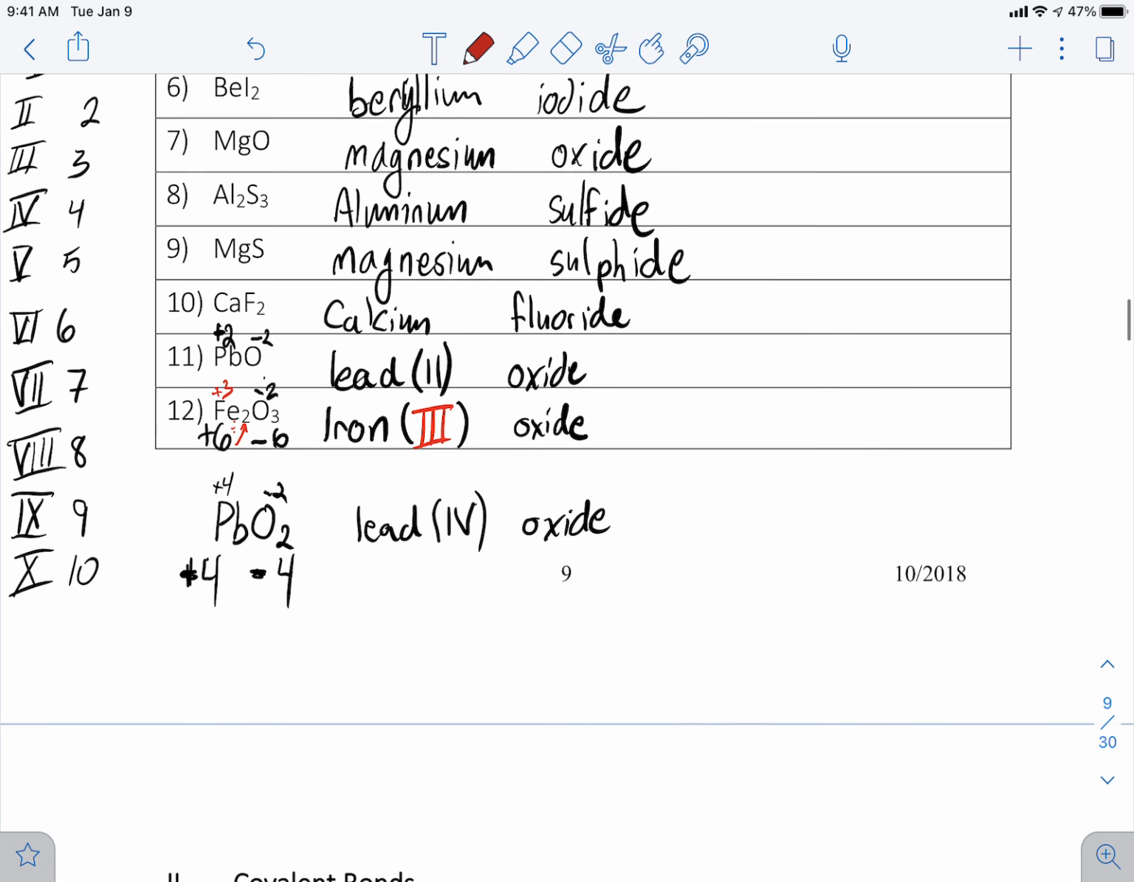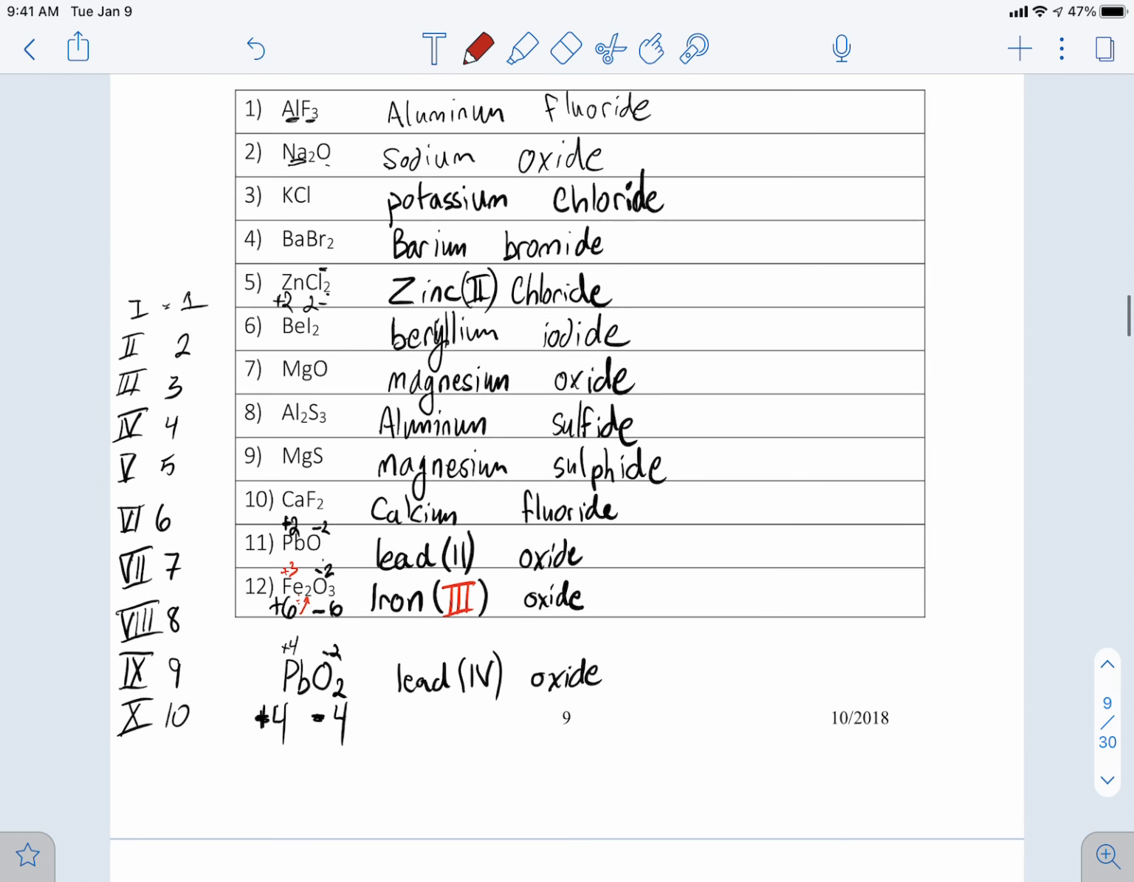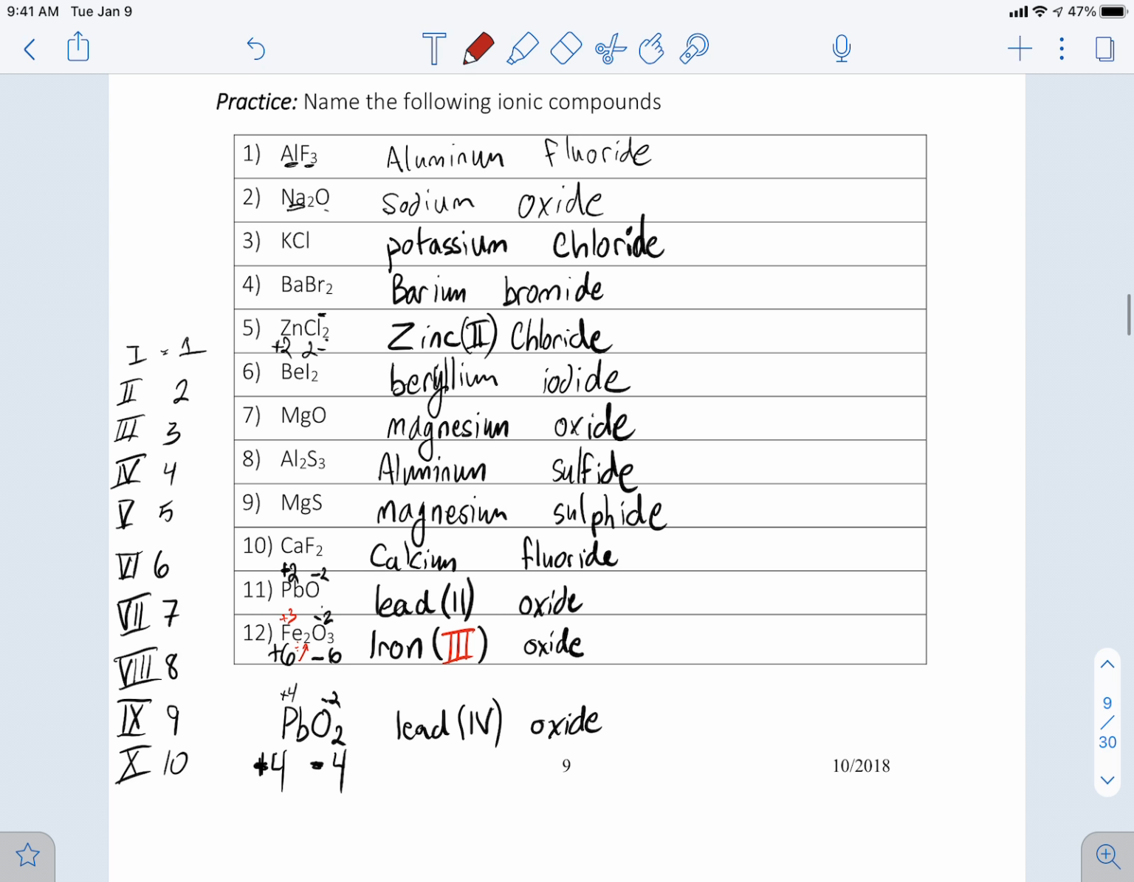All right, and that's it. You now know how to name ionic compounds. There's a lot of ionic compounds to practice with, and we're going to provide you with some examples to work through and an assignment, and that'll be that.